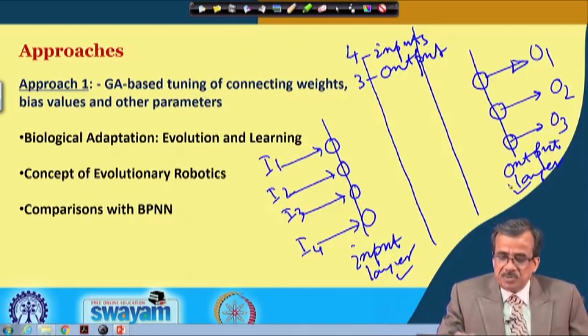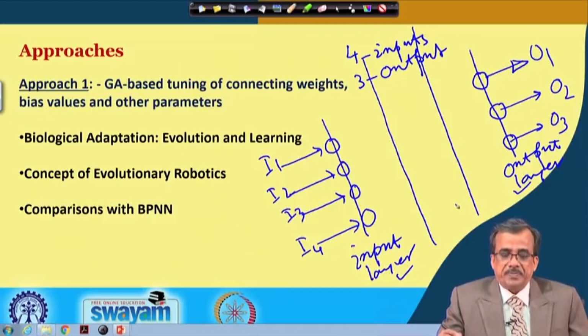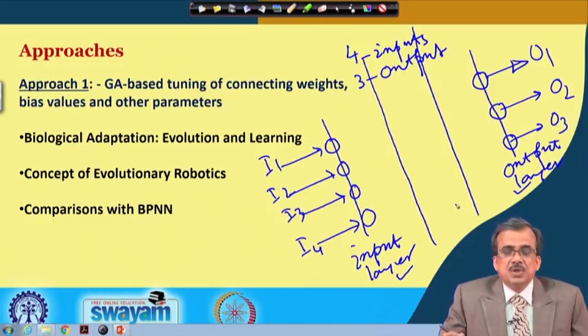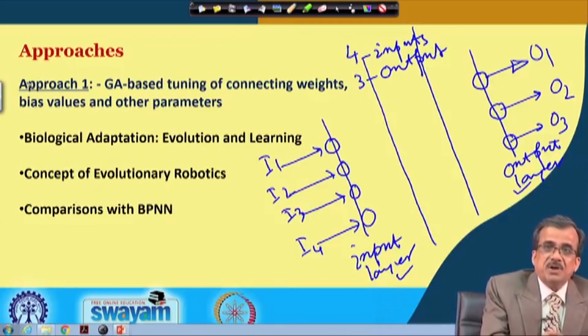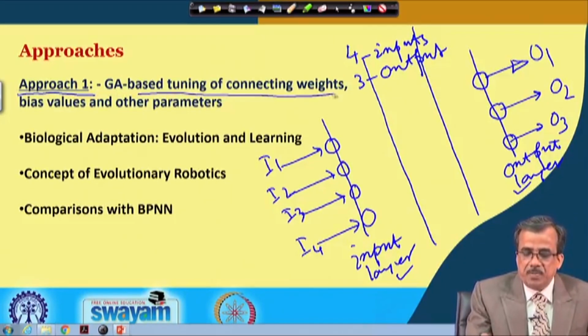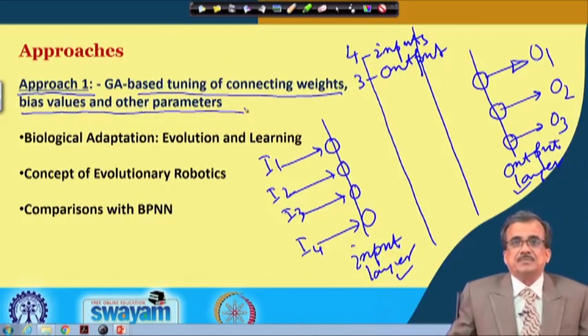Now, the performance of this particular network largely depends on the topology of this network. Here we are going to discuss 2 different approaches to develop the genetic neural system. For the time being I am going to concentrate on approach 1, and that is nothing but genetic algorithm based tuning of connecting weights, bias values and other parameters.